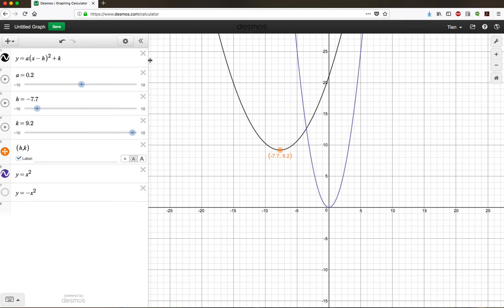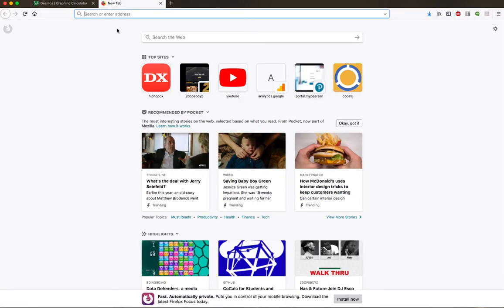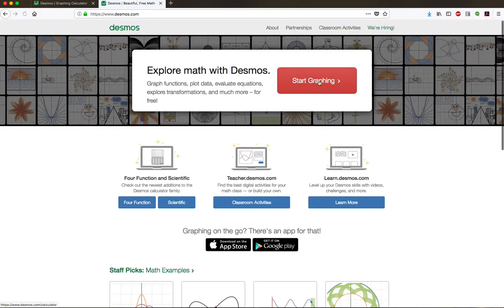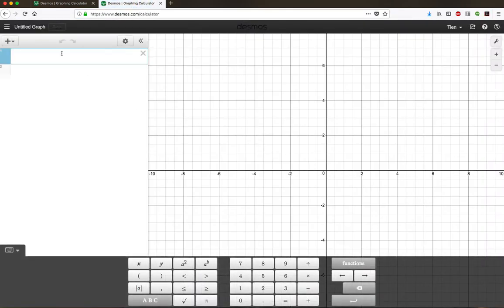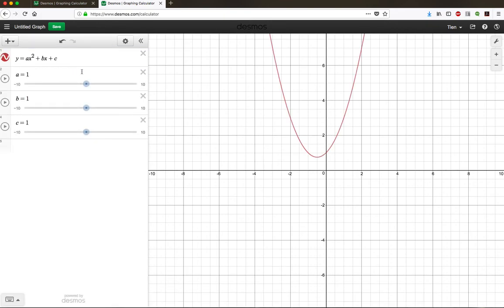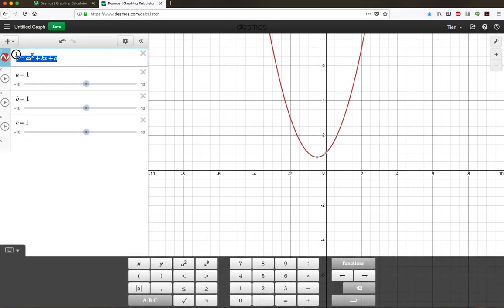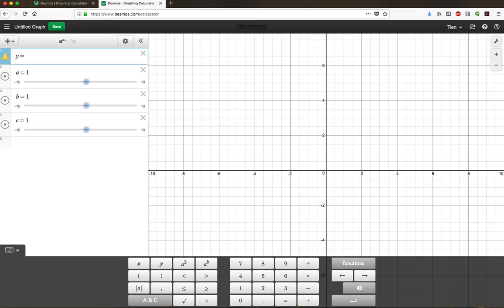So another thing that you might want to use Desmos for is to solve for the zeros or solve for the equations of a parabola. So let's say that y equals ax squared plus bx plus c. Let's add all of these things in here. Let's not do something like that. Let's make up something from the problem.